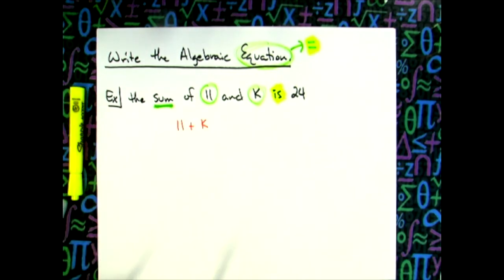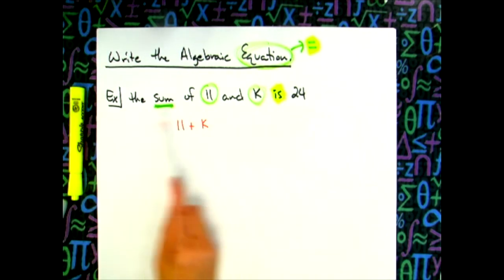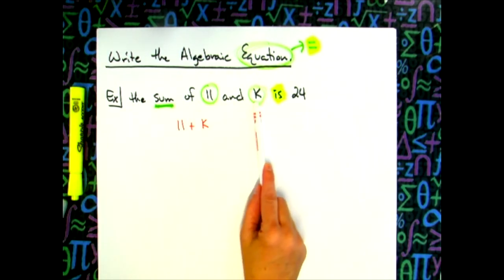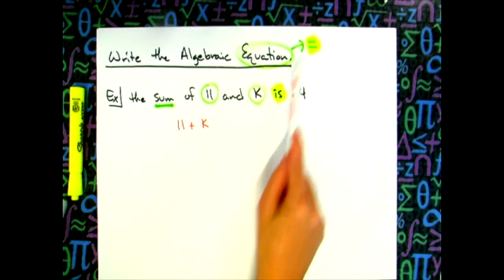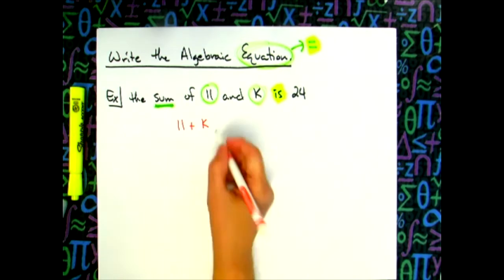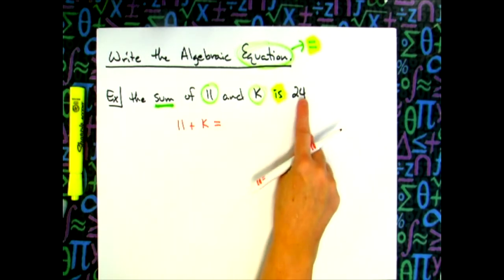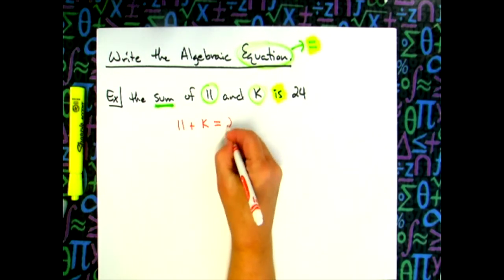Now the next part, I'm reading this left to right. I'm doing this left-hand part of the problem. The next thing in the sentence is the "is." The "is" is the equal sign. So that means I better put an equal sign down next. And then I haven't written the 24 anywhere, so the 24 goes on that side.